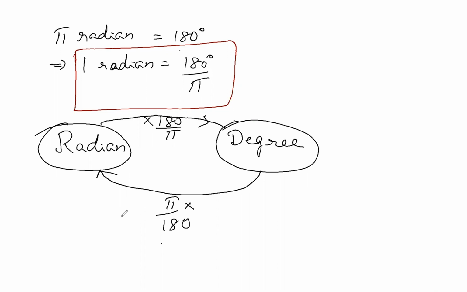If you want, you can write it in a sentence as well. Or if it is clear from the cycle, it is enough. To convert radian to degree measure, multiply by 180 by pi. And to convert degree to radian measure, multiply by pi by 180.